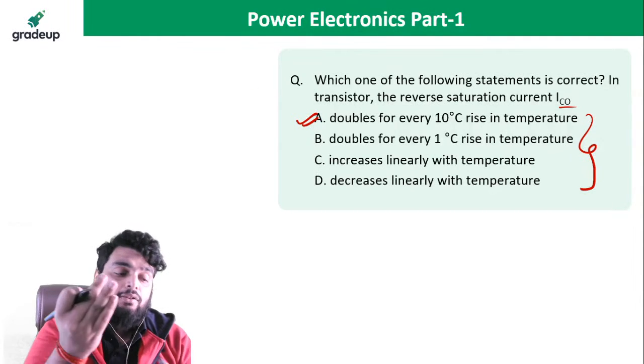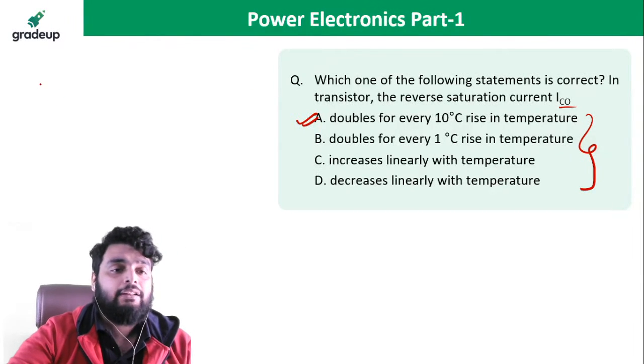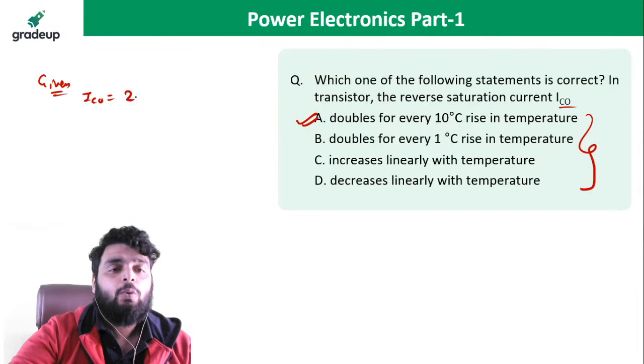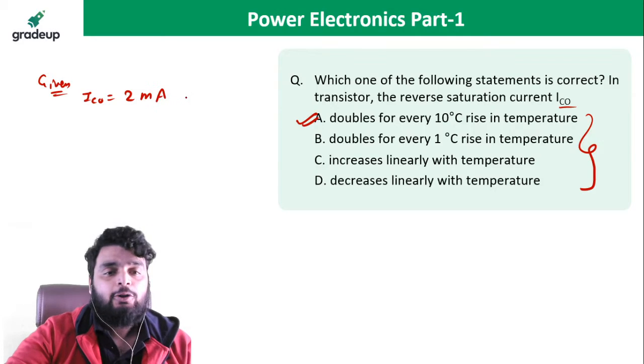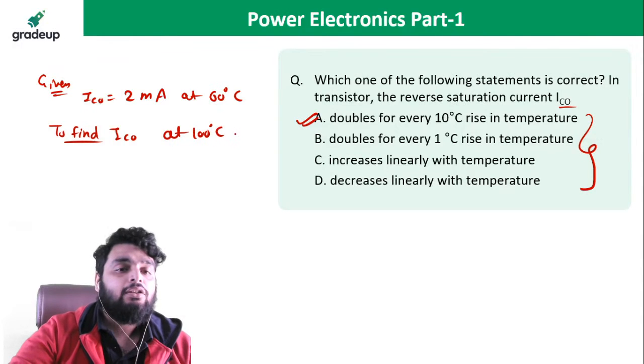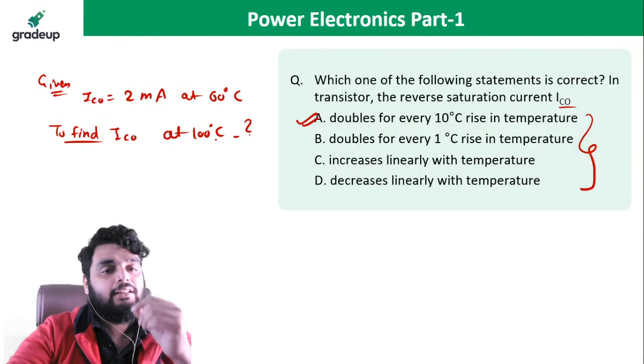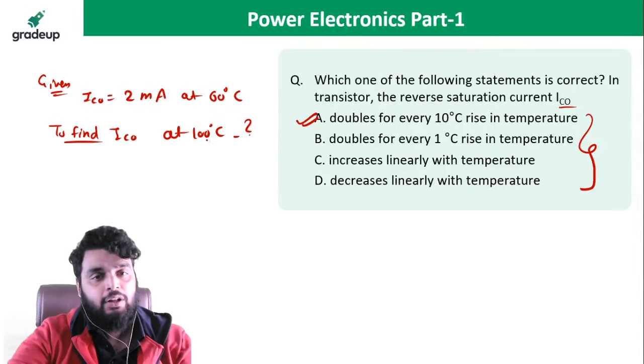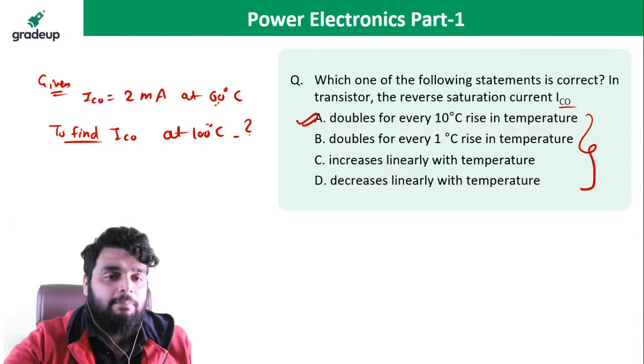Okay, and this question can also come in this form. For example, it is given that ICO is 2 milliampere at 60 degrees Celsius. Now they can ask to find ICO at 100 degrees Celsius. Okay, so this question can also be asked in this form. Remember this thing. So you can see what is the rise in temperature.